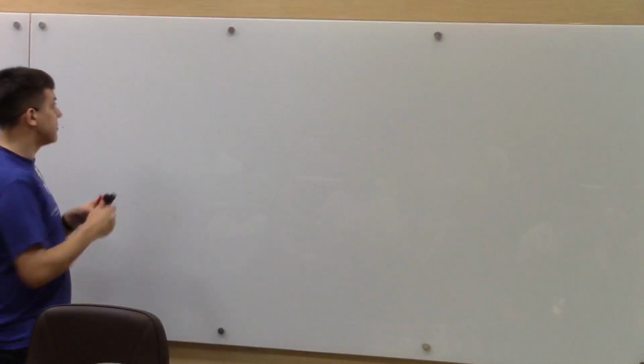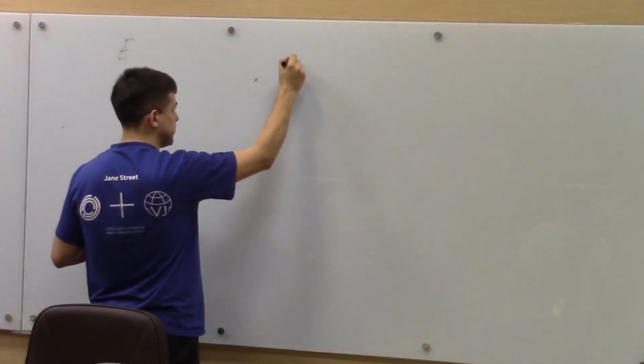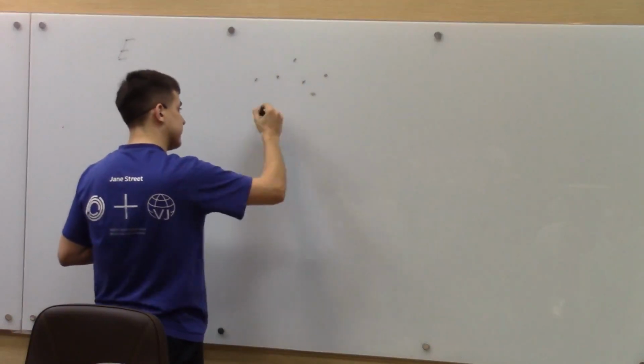Okay, problem C was a geometry problem. And we needed to cover a set of points with a rectangle that was not necessarily axis aligned. So something like this.